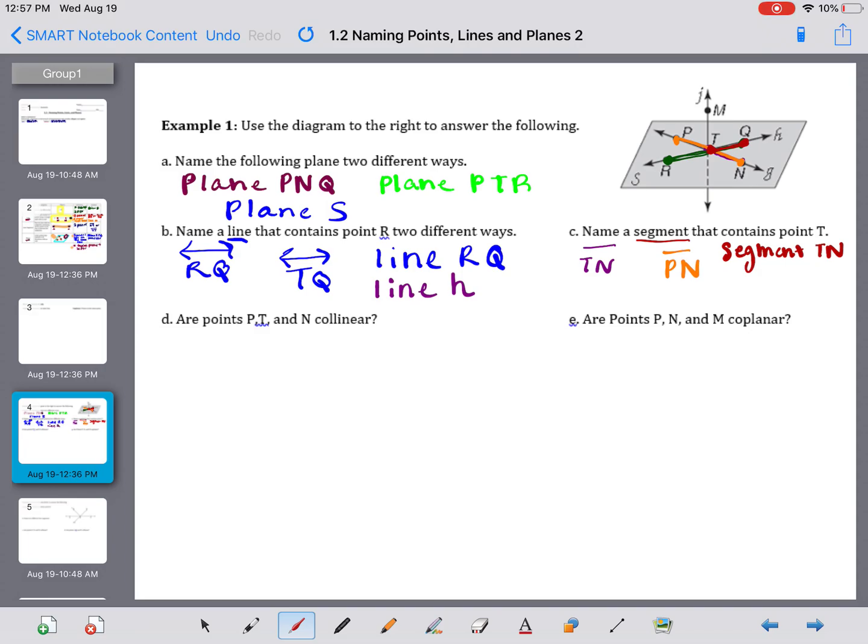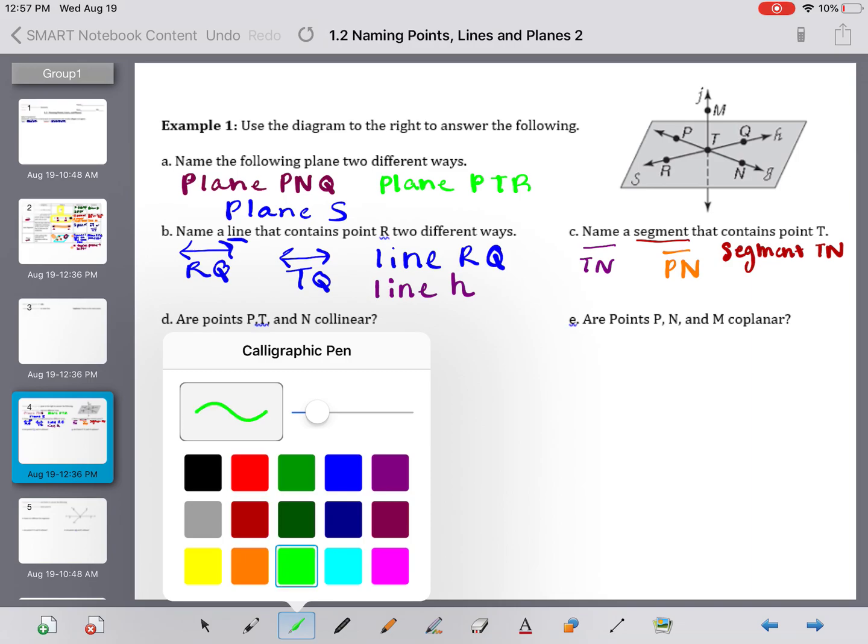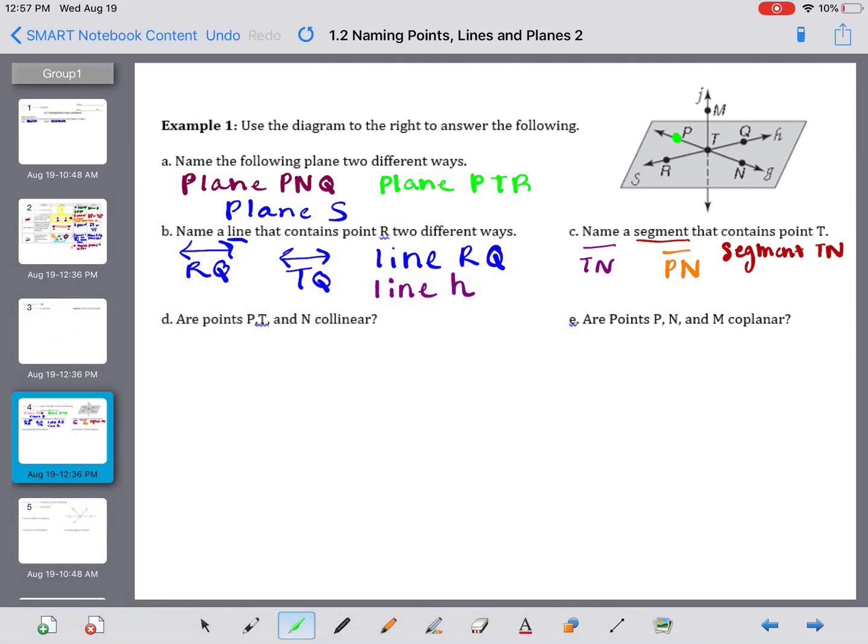D says, are the points P, T, and N collinear? Again, the vocab word we just talked about, collinear, means points on the same line. So let's see. Are P, T, and N on the same line? They are. They're contained all in the same line. Therefore, yes. They are collinear. E says, are points P, N, and M coplanar? Meaning, are all 3 points in the same plane?